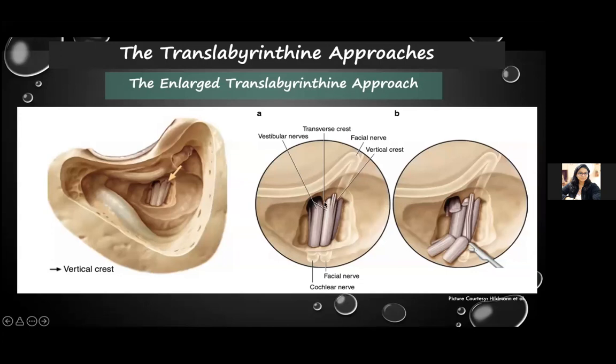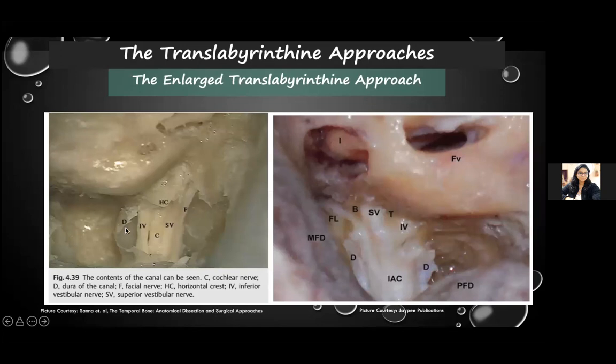Now, we have already seen that this is the transverse crest and this is the vertical crest. Again, the same thing is shown here to understand it more nicely. We have the facial nerve. Between the facial nerve and the superior vestibular nerve, this will be the location of Bill's bar. Between the superior and the inferior vestibular nerve, we have the horizontal crest. Here, this is the picture where the dura is opened.